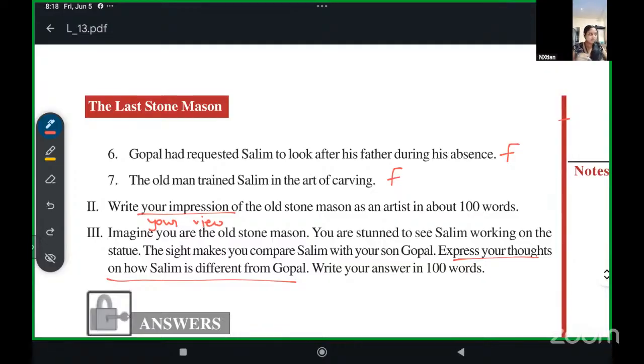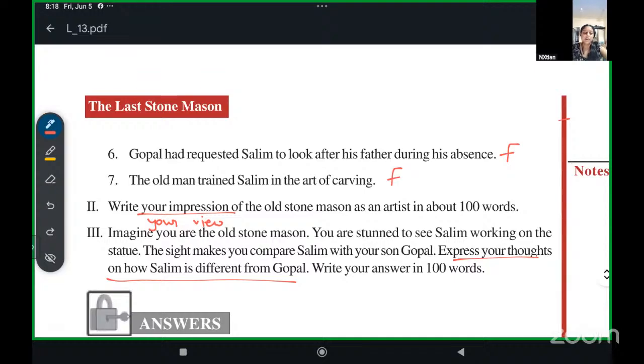Salim was different from Gopal. Gopal didn't care how his father would be if he was gone, how much burden it would be for him. Salim realized that, and he gave him some physical help and also wanted to help him in the art. And he also listened. Gopal didn't listen to his father or obey him. Because Salim was the servant boy, he obeyed him and had some affection for him.